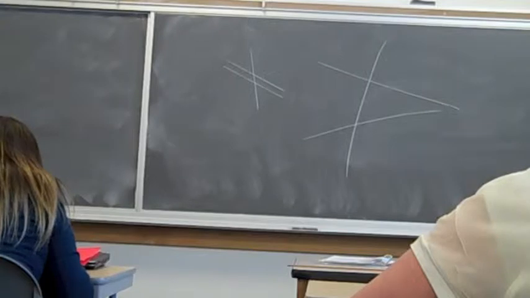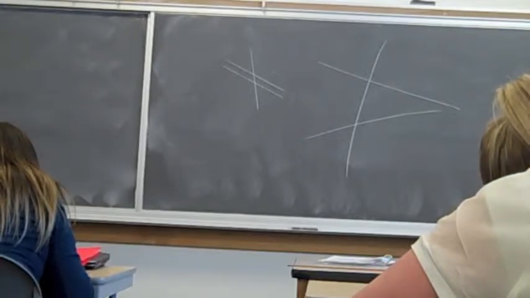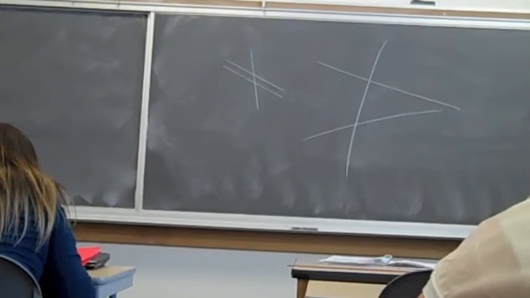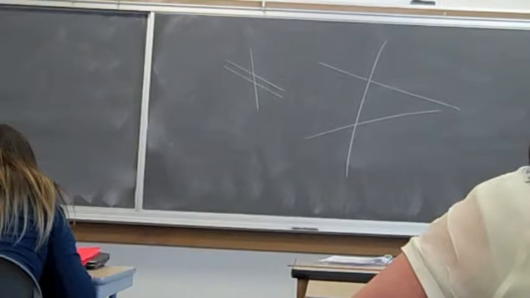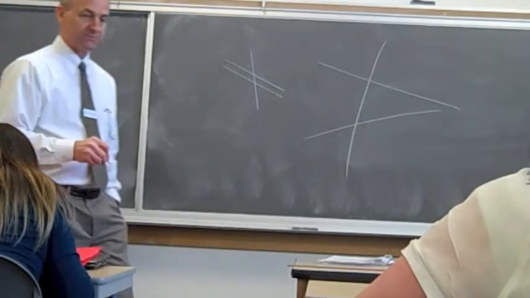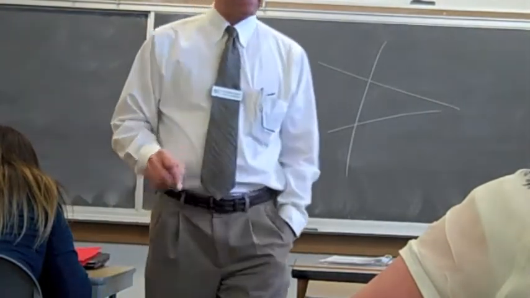How many different angles are there when two lines are cut by a transversal? Total angles? 8? Okay, 4 at each intersection point, right? Measure them all, get their measurement with your protractor, and just write in the size.